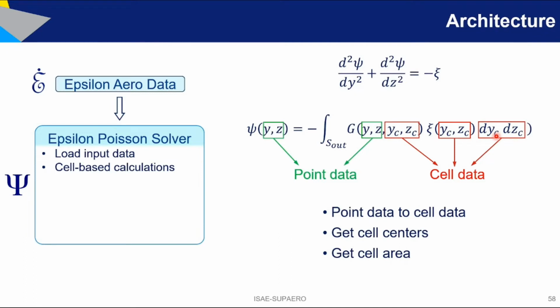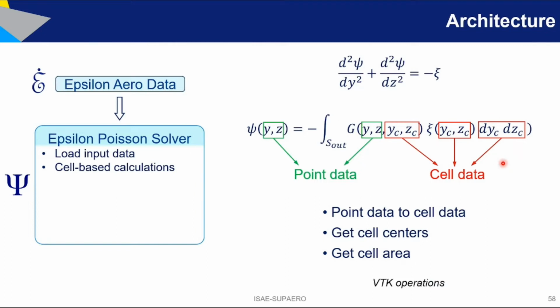So one of the operations that I have to perform inside the Python filter is to convert the input point data coming from Epsilon data to cell data, because I really need this to compute these terms here. And of course, this requires obtaining the cell centers for this operation to compute the vorticity at the cell center. And I also need the cell area to compute this part of the integral.